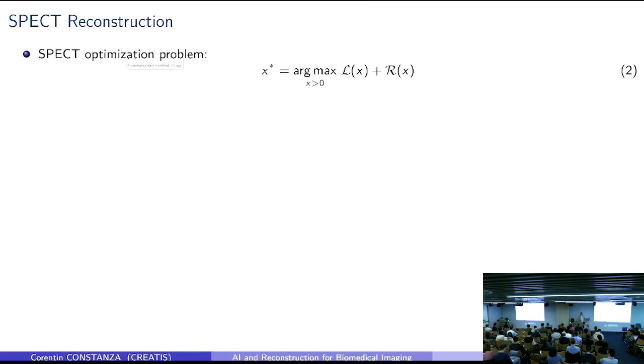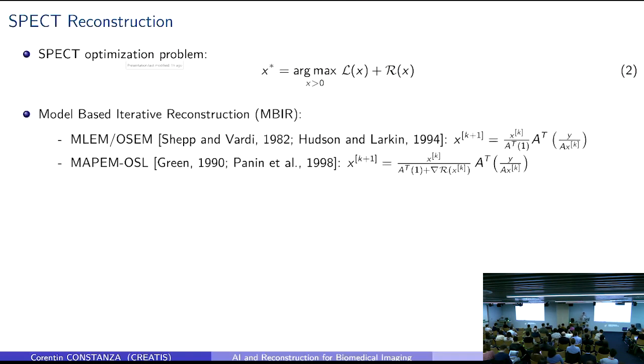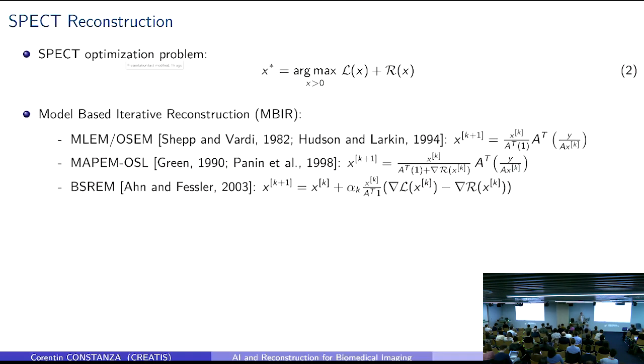The reconstruction problem that we have to solve is the following. You recognize a data fidelity term, which is the Poisson log likelihood in our case, and the regularization term. There are several options in the literature to solve that. The first one is the classical MLEM, OSEM. The second one could be the MAP-EM OSL introduced by Green in the 90s, or more recent methods, such as the BSREM.